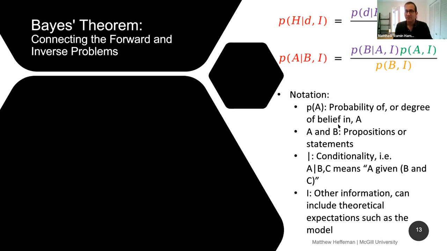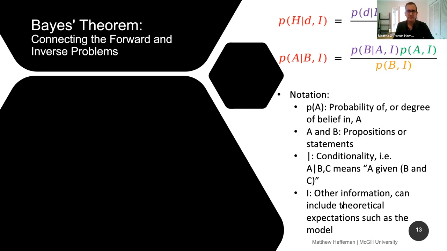So that's just that connection there. This vertical bar that you see throughout these statements is conditionality. So A bar B comma C means A given, and then in parentheses, B and C. So the comma means and.